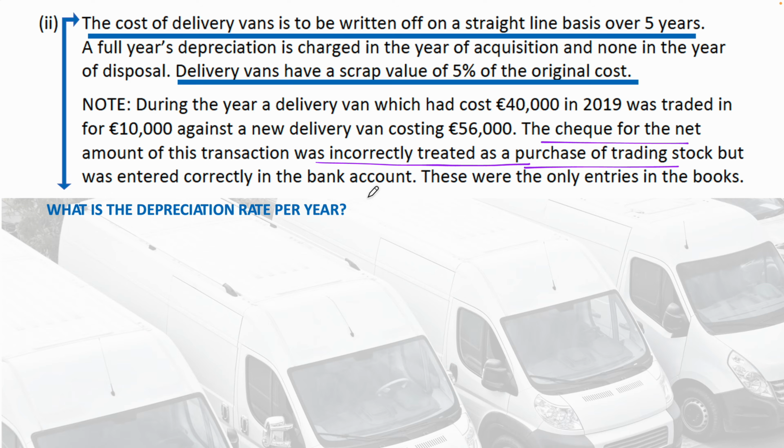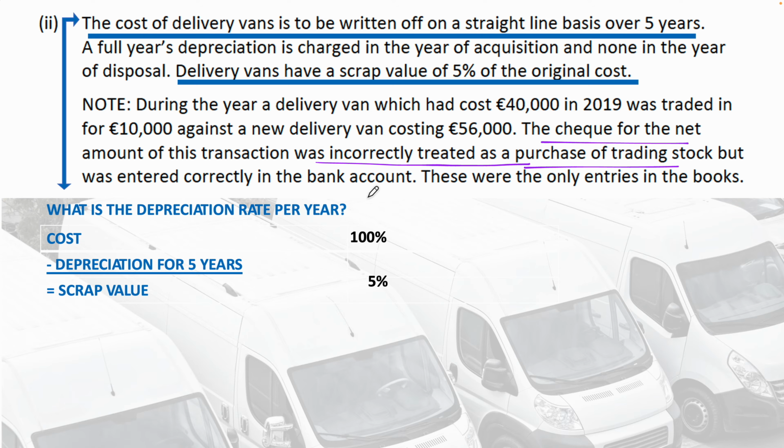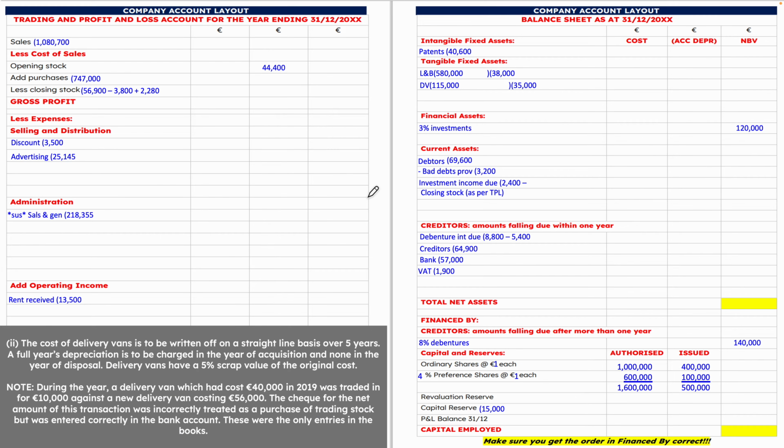And it says the delivery vans have a scrap value of 5% of the original cost. So look, if the cost was 100%, scrap value is 5%, that means that the depreciation over 5 years is 95%. Written off 95% over 5 years, that means the depreciation rate is 19% per year. That's how you find out the depreciation rate there.